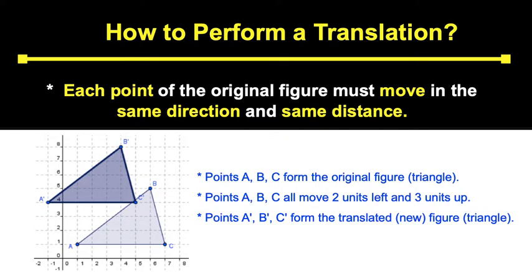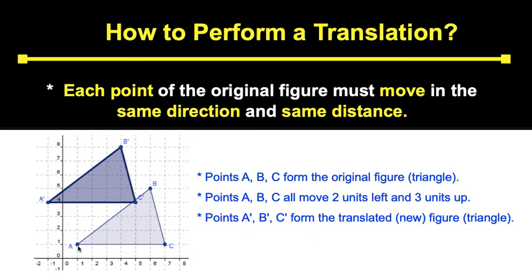Here we have points A, B, and C that form the original figure, which is a triangle. Every point will move 2 units left and 3 units up. Did I say that incorrectly? If so, let me repeat. Every point will move 2 units left and 3 units up.